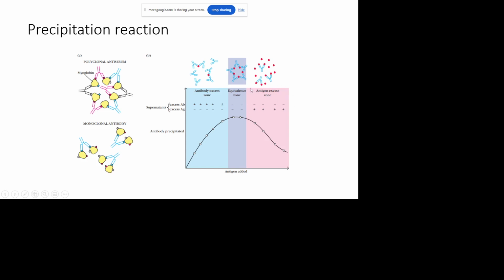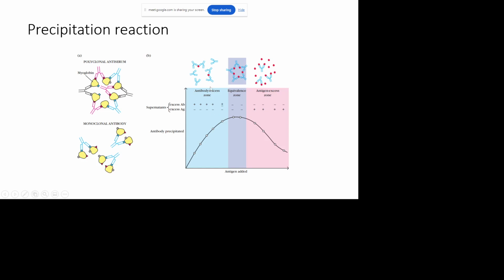In the antigen excess zone, if you keep adding antigen beyond this equivalent zone, there will be some antibody antigen complex which will give you the precipitation, and the rest are free or unbound antigens. So that is called the antigen excess zone.